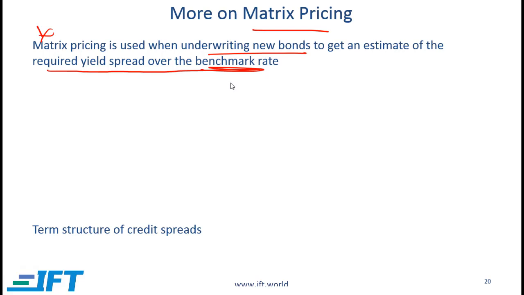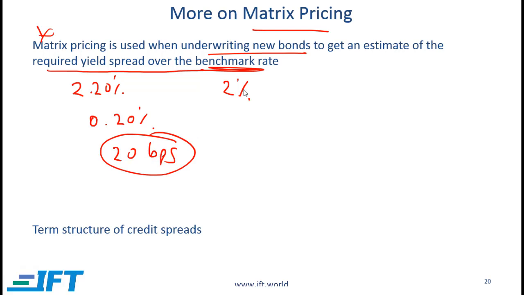Let's say that a comparable government bond has a YTM of 2%, and with the matrix pricing method that we just used, we get a YTM of 2.20%. This means that the yield spread over the benchmark is 0.20%, but this is expressed as basis points, and in basis points, 0.20% would be 20 basis points. So we can say that the required yield spread over the benchmark is 20 basis points.